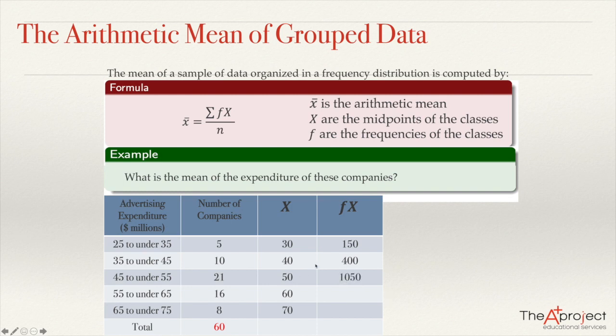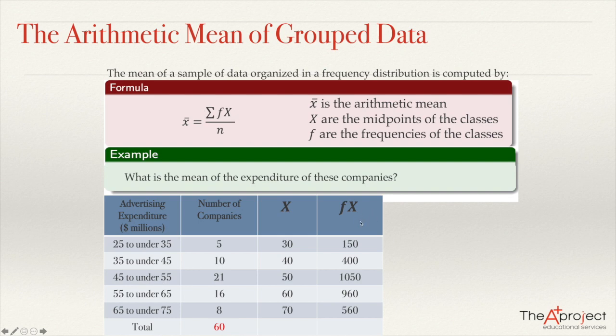So in each case, you are multiplying the frequency times the midpoint. The frequency here is 16, the midpoint is 60. 16 times 60 is 960, so type 960 here. 8 times 70 is 560, so type 560 here.